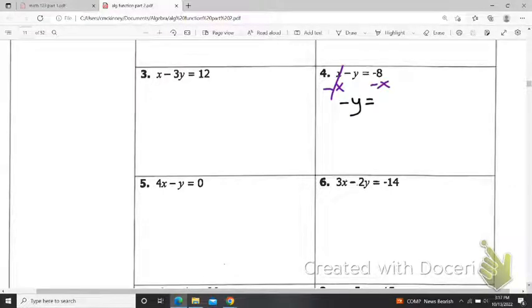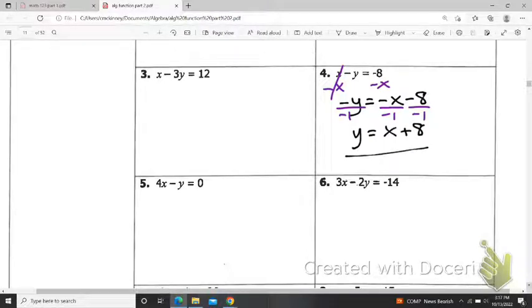Don't forget that negative sign at this point is attached to the y. And the y is not truly alone as long as it has that negative sign. It's like we're saying the opposite of y. So everything's getting divided by negative 1. Or you might just think, since it's the opposite, I have to change all of the signs. In this case, everything was negative, and now everything will be positive. Now we're actually in slope-intercept form.